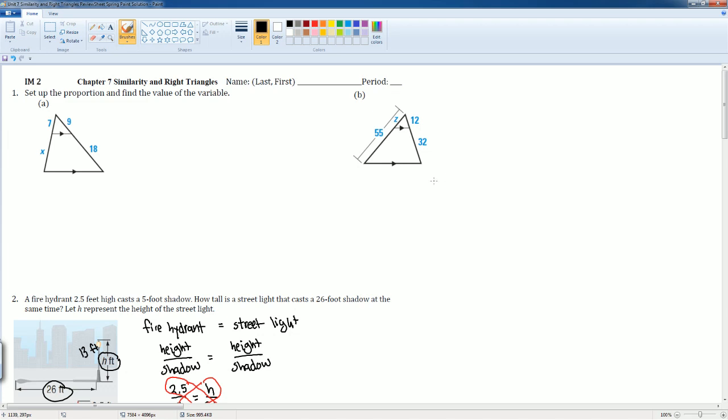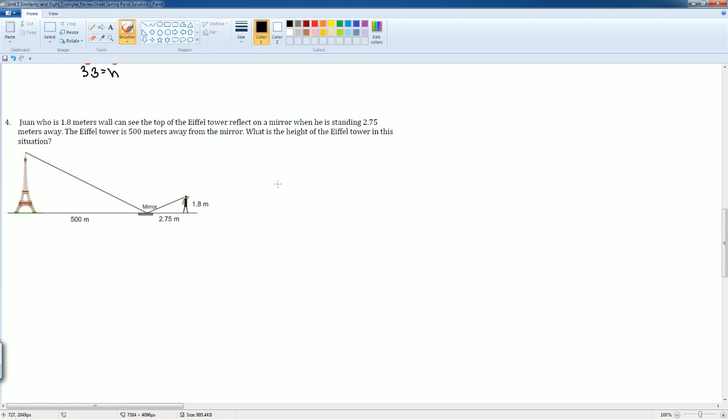Welcome, this is the Unit 7 Review Sheets tutorial solution for the spring. In this problem, I will be covering number 4.